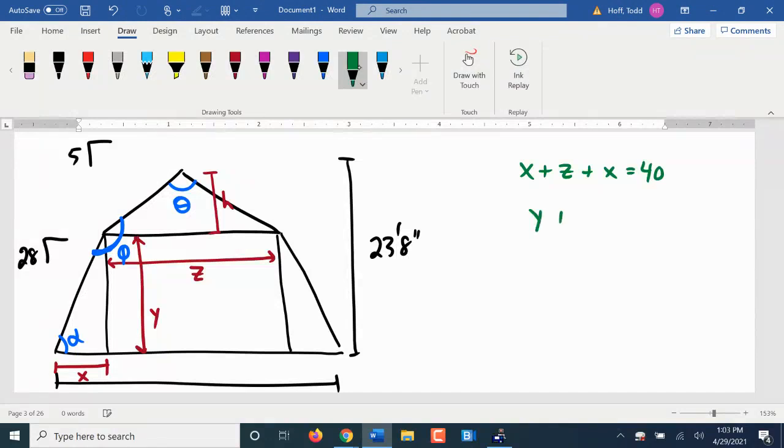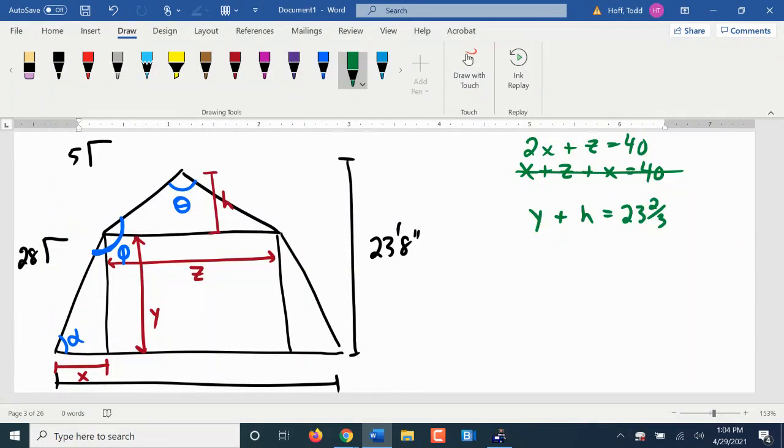We also know that y plus h equals 23 foot 8 inches, which is 23 2/3 feet. So I'm going to reduce that. 8 inches is 8/12 of a foot, which reduces to 2/3. That's the start of our system of equations. Now we have 5 variables there. Actually, it's only 4 variables because we're going to simplify this to be 2x plus z equals 40. So we have 4 variables, but we only have 2 equations. Remember, we have to have at least 1 equation for every variable. So we have 4 variables, we need a total of 4 equations.